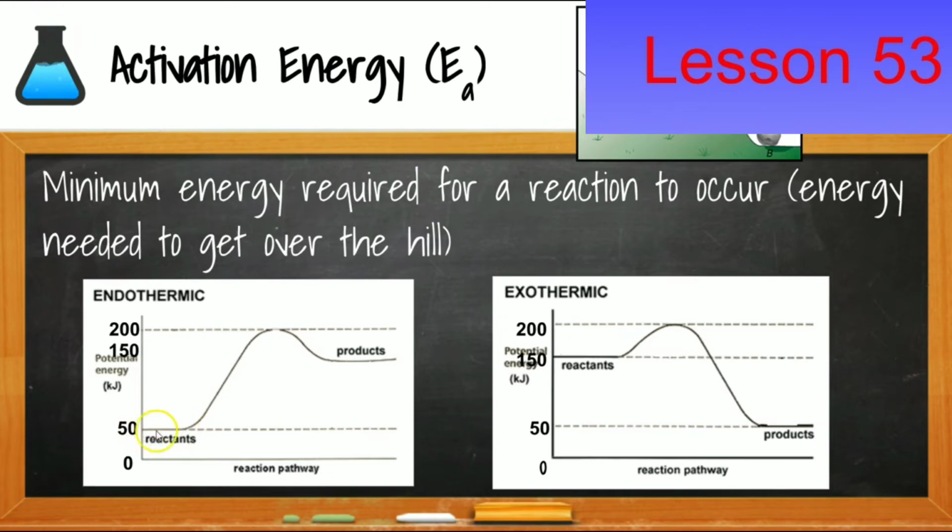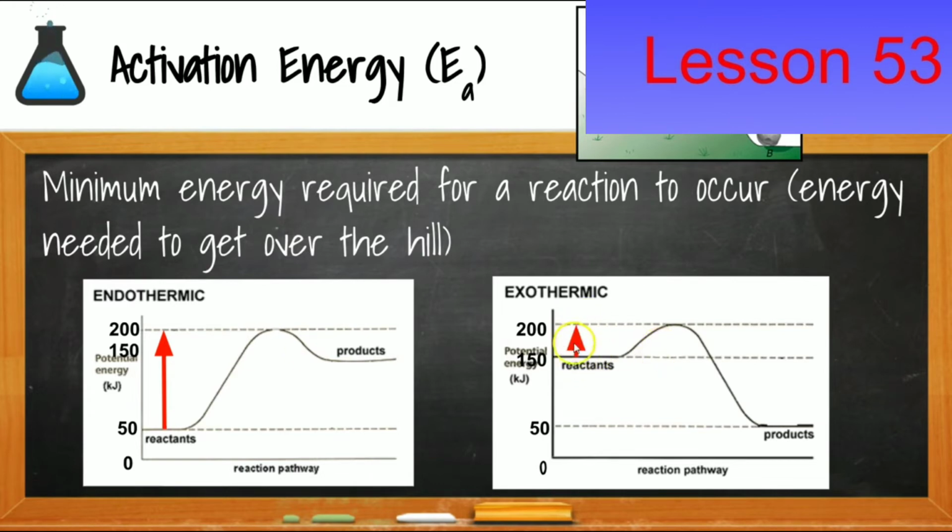So let's look at our endothermic curve. We can see that our reactants begin with a potential energy of 50 kilojoules. The activation energy is the amount of energy needed to get the reactants to the top of the bump. So our activation energy would be 150 kilojoules, so we could get to the peak of our reactant. An activation energy could be a spark or heat or any force that's going to start the chemical reaction. If your reaction does not have sufficient activation energy, then no reaction will occur.